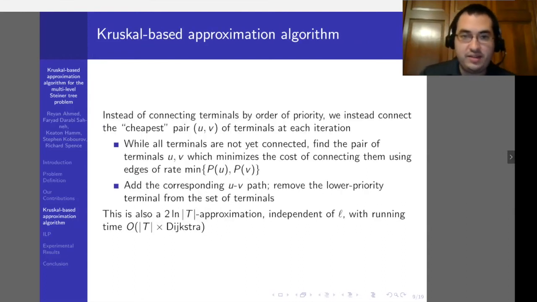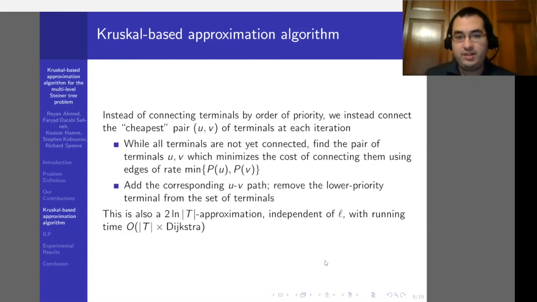So the idea behind this Kruskal-based approximation algorithm, the algorithm itself is somewhat different, but the analysis is very similar. The main idea is that instead of connecting the terminals by order of priority, we'll instead connect the cheapest pairs of terminals first. So while all the terminals are not yet connected, we'll first find the pair of terminals U and V, which minimizes their cost of connecting them while taking into account edge costs at different rates. Once we do this, we add the corresponding UV path to the tree and remove the lower priority terminal from the set of terminals.